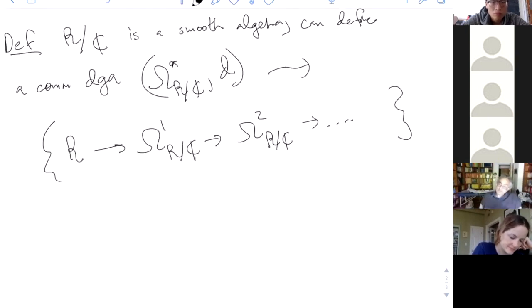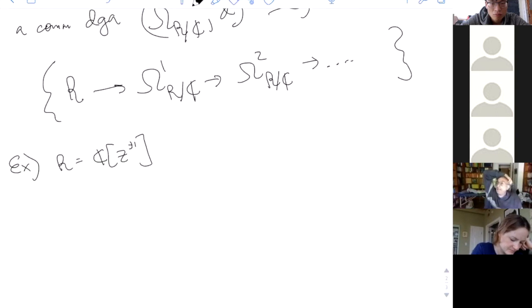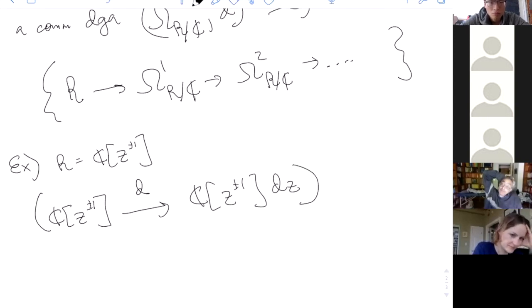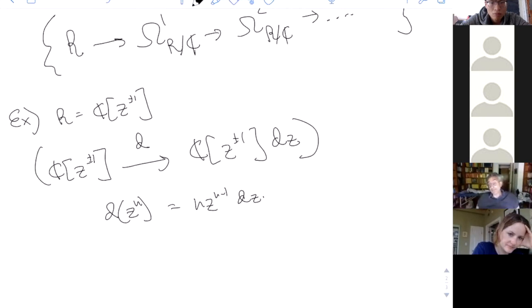An example is if we take R to be the ring C[z, z^-1]. Then in degree 0, we have C[z, z^-1], and the de Rham differential maps to C[z, z^-1] dz, sending d of z^n to n z^(n-1) dz. That's what we get in the case of C[z, z^-1], the punctured affine line.